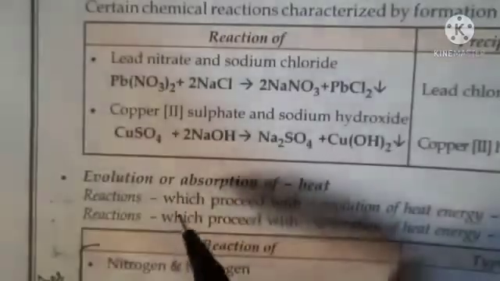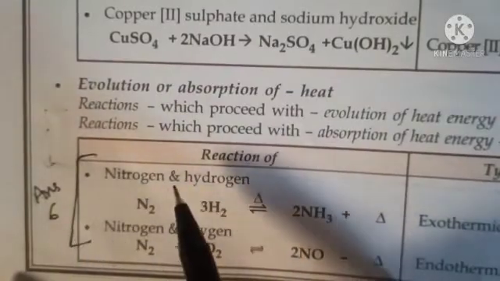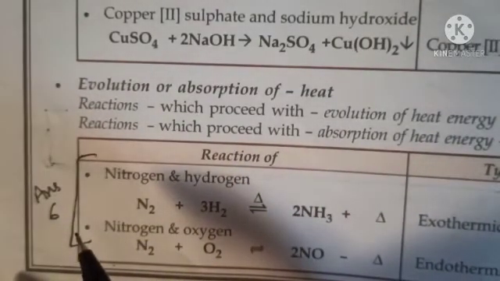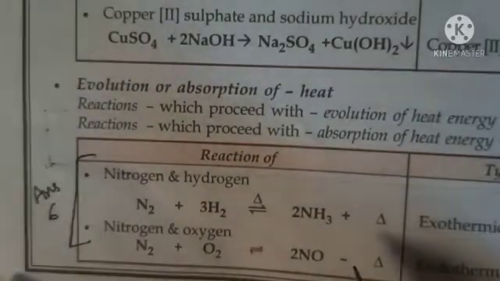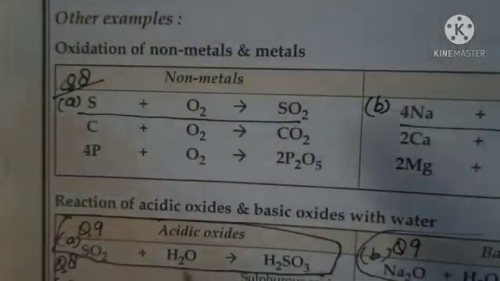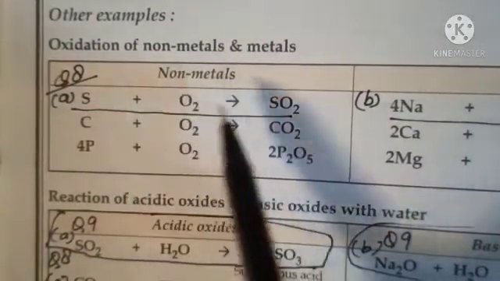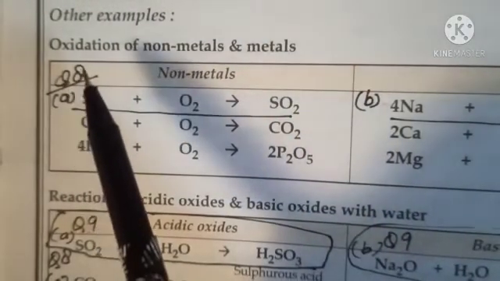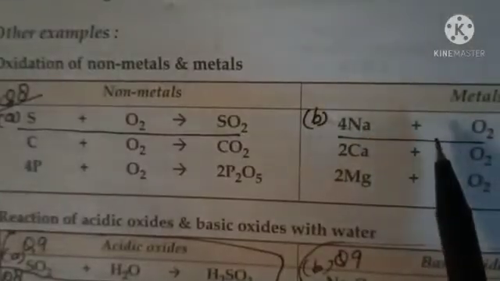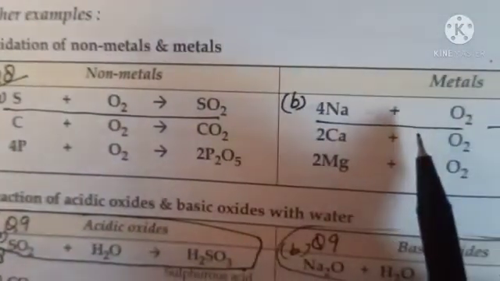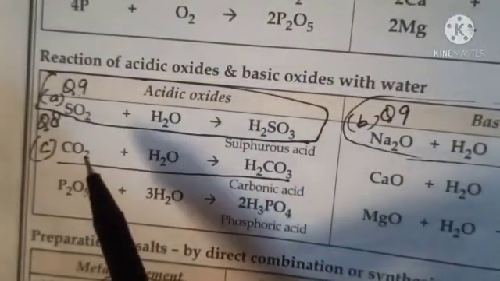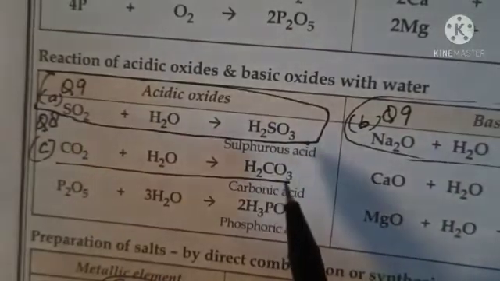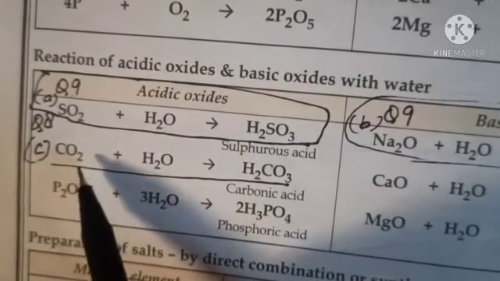Now in question number 6, these 2 reactions you will give, and you will also mention that the first one is exothermic and the second one is an endothermic reaction. Here the first equation, sulfur plus oxygen gives sulfur dioxide, is the answer of question 8A. Sodium plus oxygen gives sodium oxide, is the answer of 8B. And the answer of 8C is carbon dioxide plus water gives a weak acid, carbonic acid.